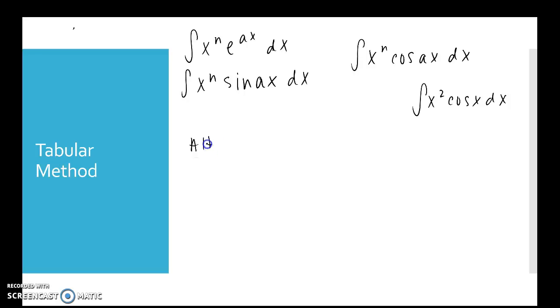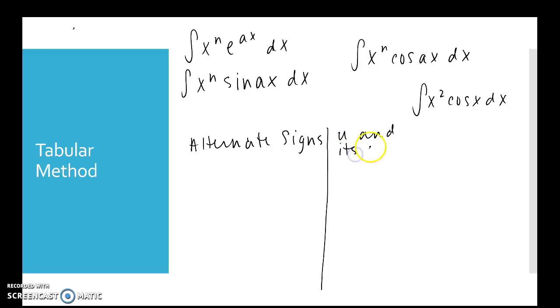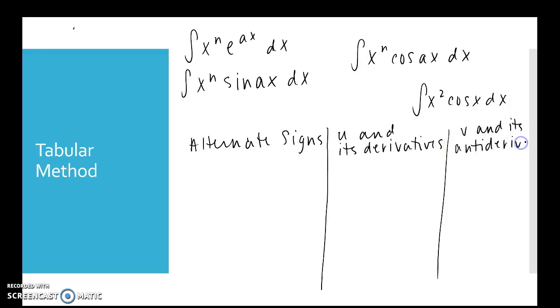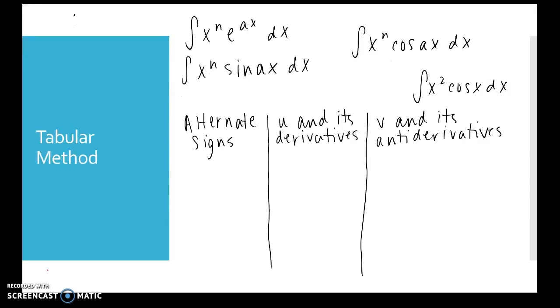So the table is, we alternate signs, we pick u and list its derivatives, and then we pick v and its antiderivatives. Sorry, spent a lot of space over here. Okay. So to use the tabular method, we'll start here, and then you'll see how the other 2 columns will fall into place.